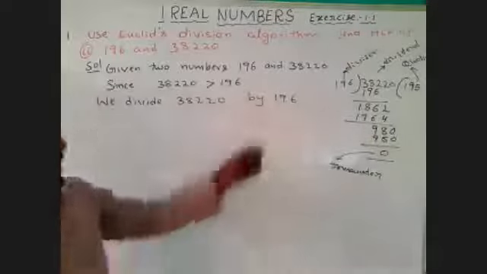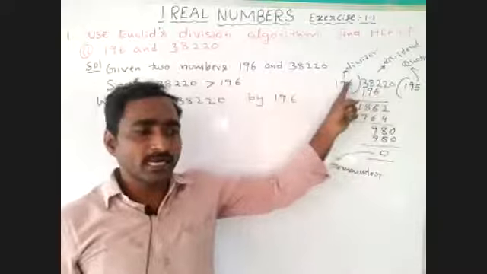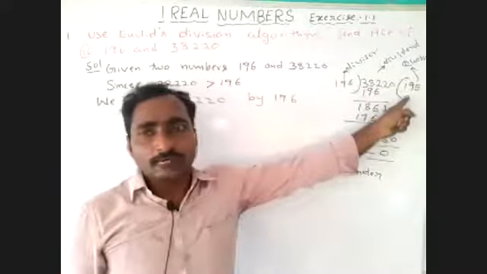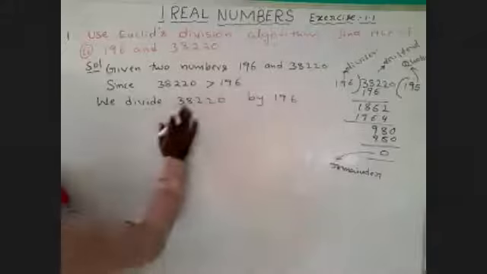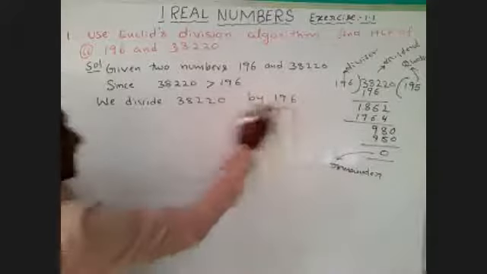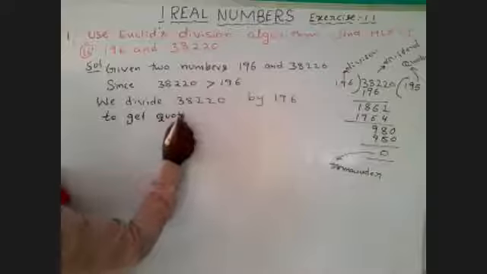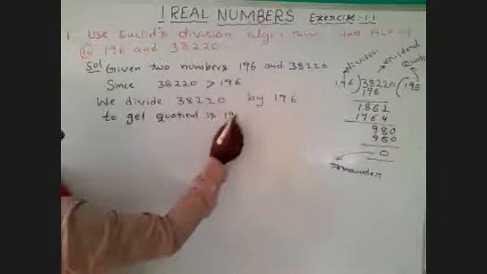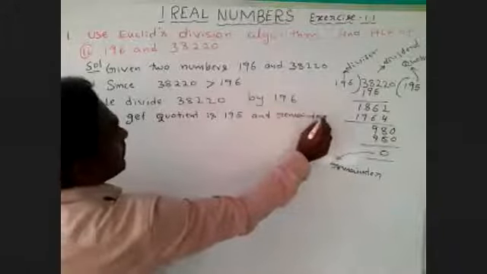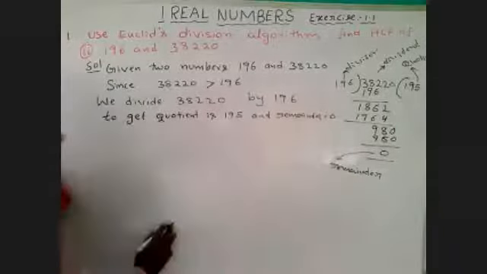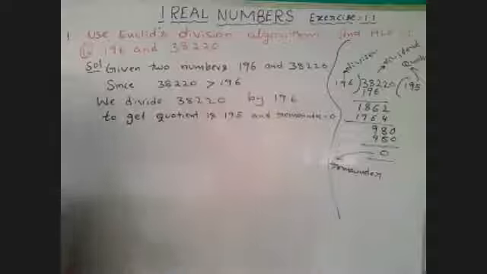So 38,220 divided by 196 gives a quotient of 195 and a remainder of 0. Remainder is 0.